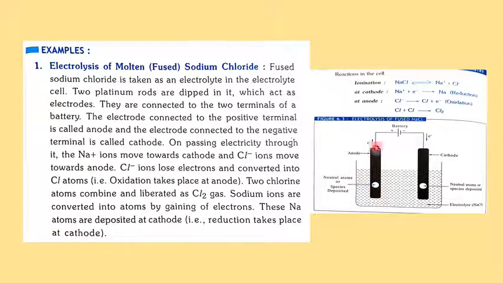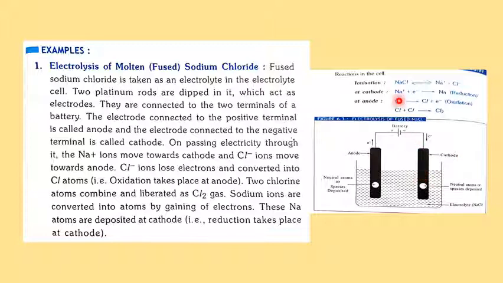Listen, fused NaCl is taken in the vessel, that is the electrolyte. Two platinum rods are dipped in the electrolyte. One rod is connected to the positive terminal of the battery that acts as anode. Anode has positive charge. Similarly, another rod is connected to the negative terminal of the battery. So that acts as cathode, the charge is negative. Next, when electricity is passed through the electrolyte, this electrolyte dissociates into Na plus and Cl minus ions. Positive ions move towards the cathode that has negative charge.